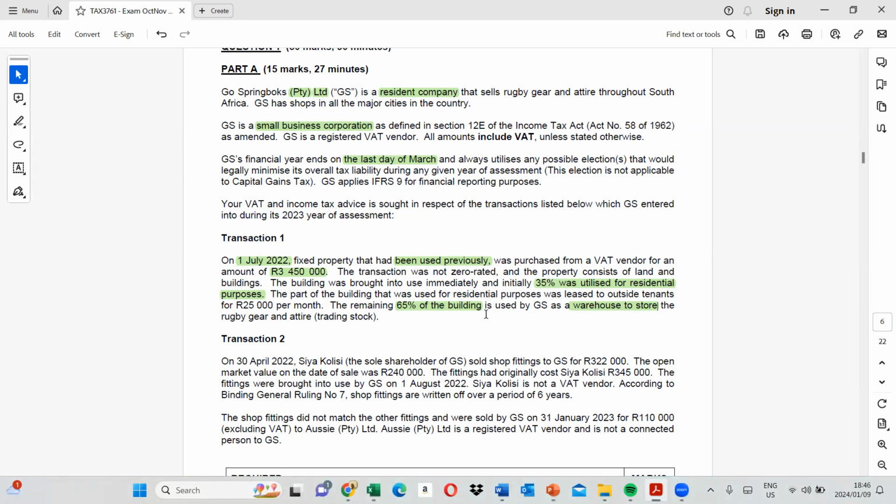Now let's look at the 65% of the building, which is used as a warehouse. So you look at 65%.